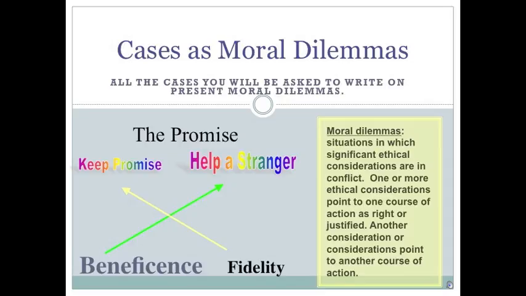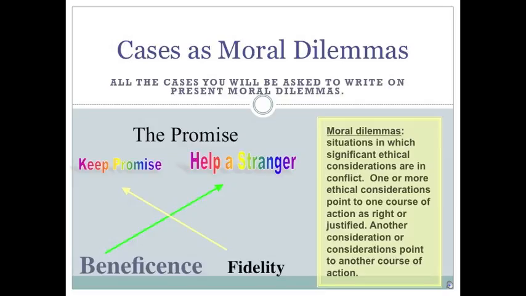Now, if I help that person, I will have to break my promise to you that I would meet you in my office. That promise to you generates an obligation related to the principle of fidelity. I have an obligation to live up to your legitimate expectation that I fulfill the promise and show up at my office to help you. But beneficence would suggest that I have an obligation to help the stranger. After all, he's desperately injured, and I'm the only one around who can help, and my help is necessary in order to save his life.